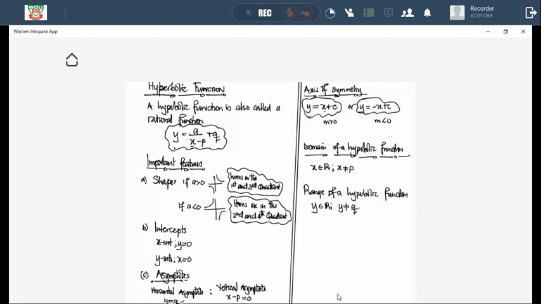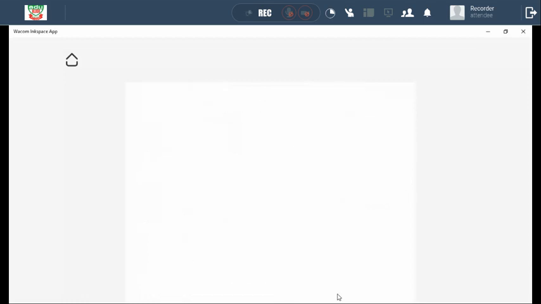So I'm now going to turn over and start with an example on how to sketch a hyperbolic function. Let's look at this example.